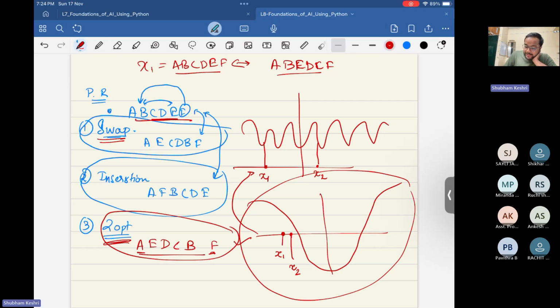Now you see how many swap moves you have to do to reach this 2-opt. First, you swap B and E. So first swap: you are swapping B and E. So A, E, C, D, B, F. This is one swap, the first neighbor. Then for the next neighbor you swap D and C. So you will have A, E, D, C, B, F.